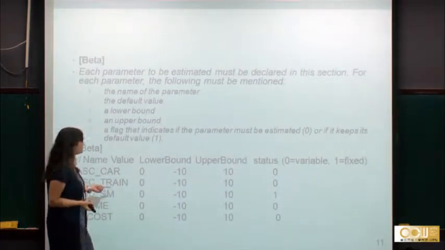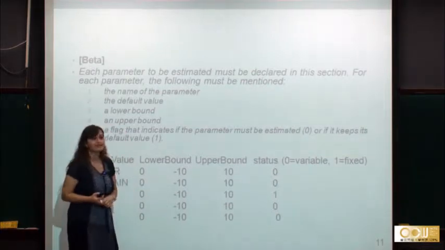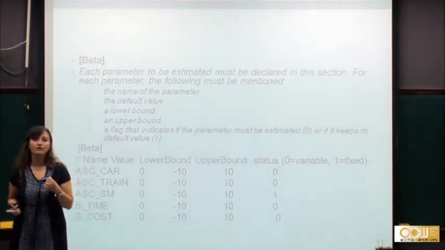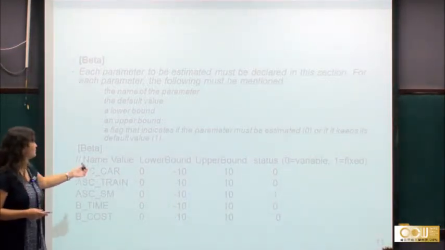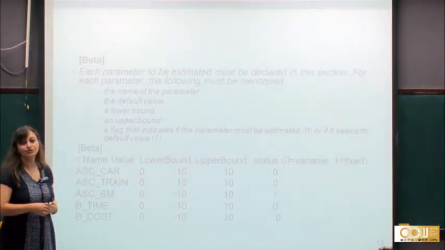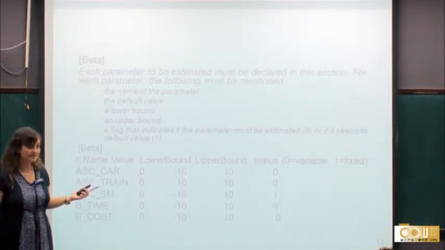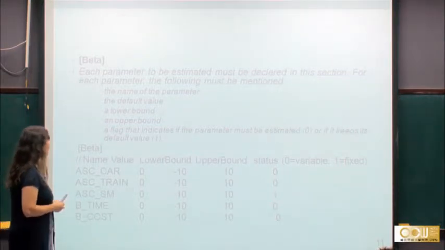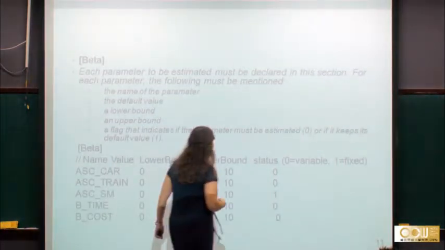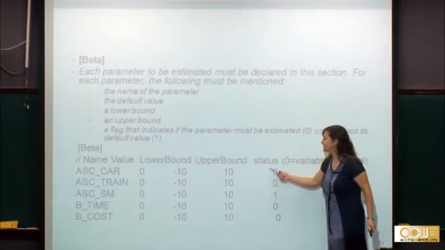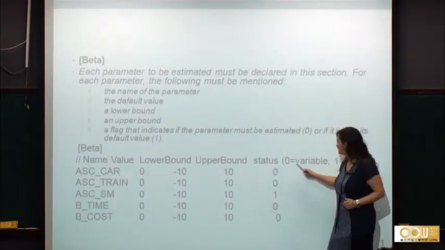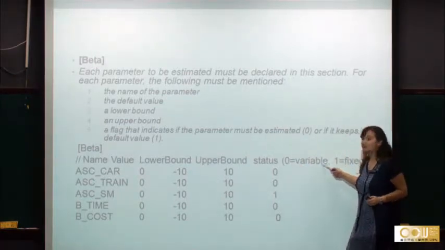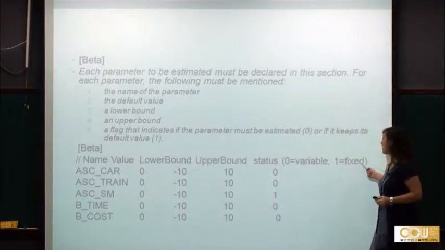Now, this is another thing that BIOGEME does. He wants you to fix a lower bound and an upper bound of the parameter. And I think this is also for numerical reason, to facilitate the optimization. So you are telling the software not to search for beta that is 100. It won't make any sense. So it gives a lower bound and upper bound. And then this is very important. This is the status variable. Status, not in the same sense of dynamic discrete choice model, but it's 0 if you want the variable to be estimated, and 1 if it is fixed.